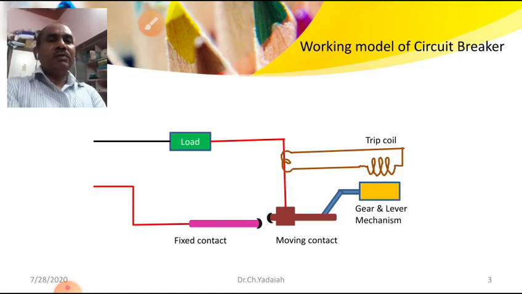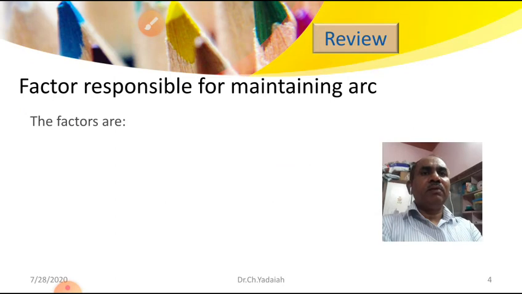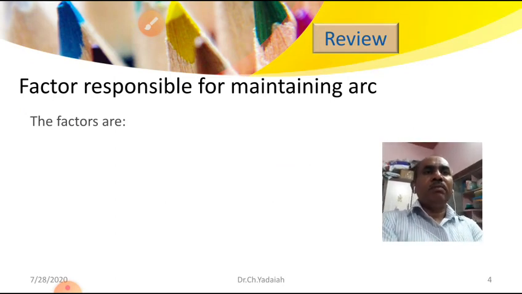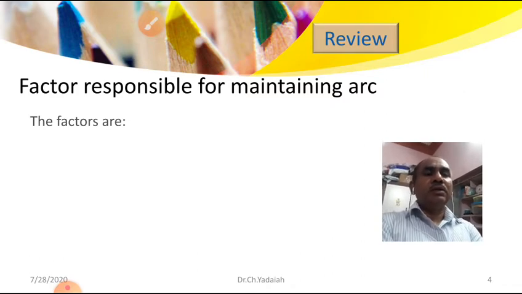So this we have already seen in the last class. This is the basic idea of how the circuit breaker operates. Now you can see here, what we have seen are the factors responsible for maintaining the arc. Once the arc is developed due to the separation of the moving contact, once we chop the current carrying conductor, the arc is raised between the two contacts. This arc is sustained for a few cycles. What are the factors that sustain the arc?